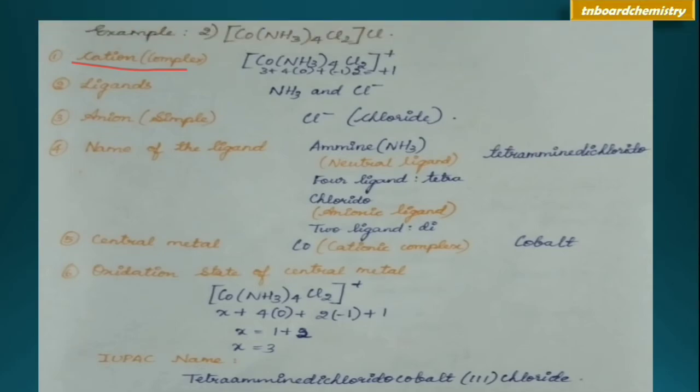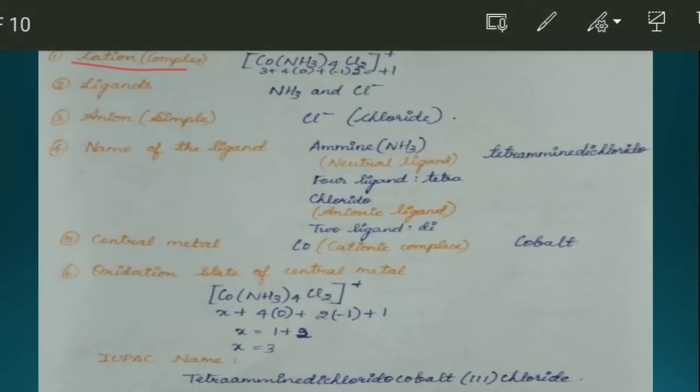See, I will show how we are going to find out the charge of the complex. See, cobalt is in +3 oxidation state. Ammine is a neutral ligand, so we have 4 ammine molecules. So ammine is a neutral ligand, so 0 charge. Chlorine is an anionic ligand, so -1. We have 2 chlorine atoms. And the final answer will be +1. So the charge of the complex will be +1. Likewise, we have to find out the charge of the complex.